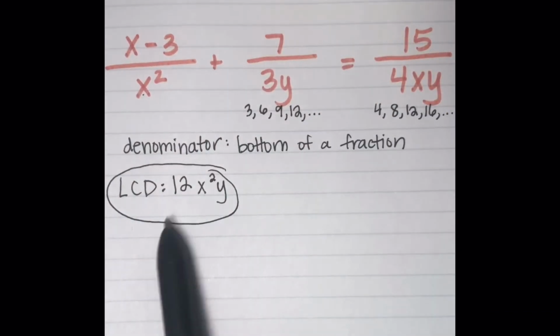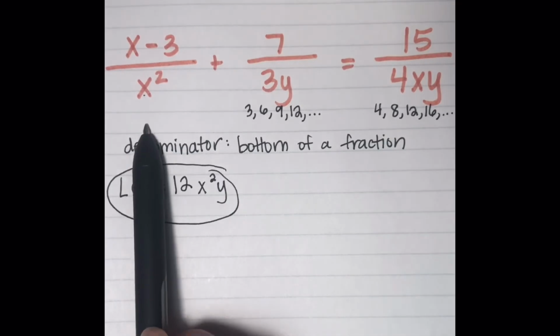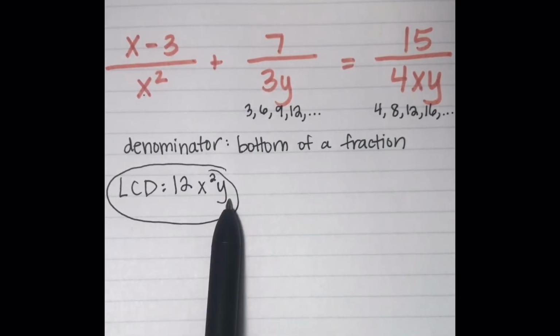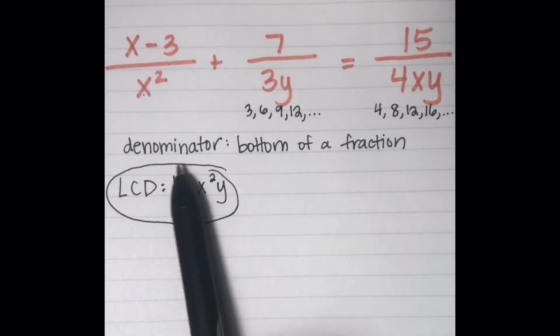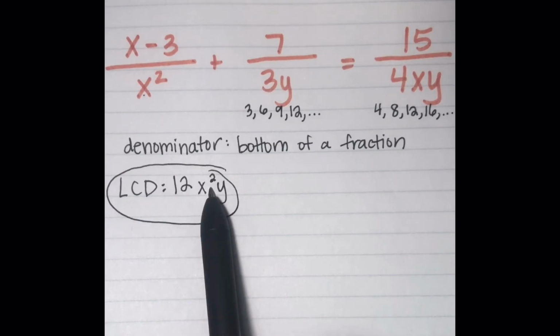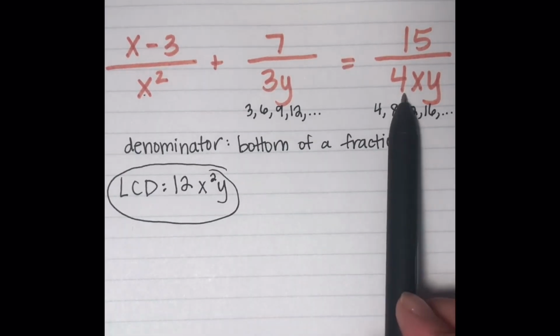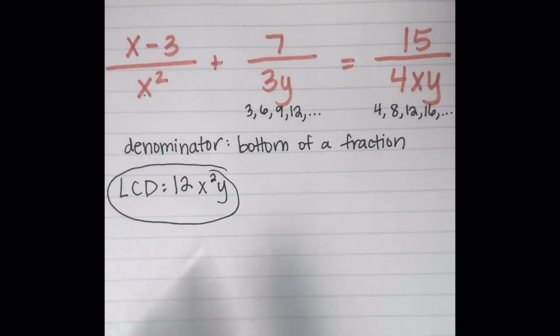We've got 12, x squared, y. This first one we would need to multiply by 12y. Second one we need to multiply by 4 to get 12x squared. And then this last one we multiply by 3x, because we already have the y.